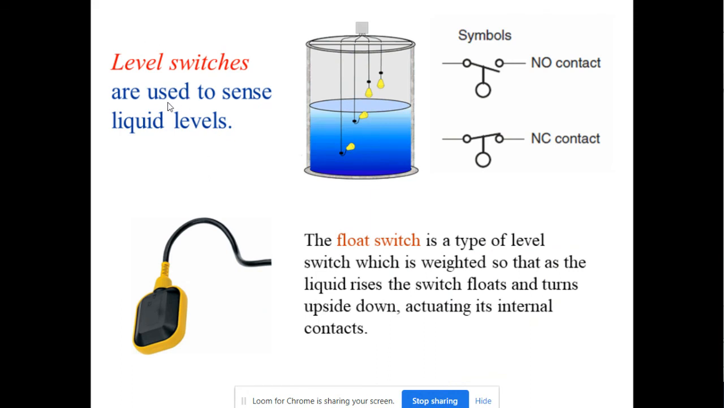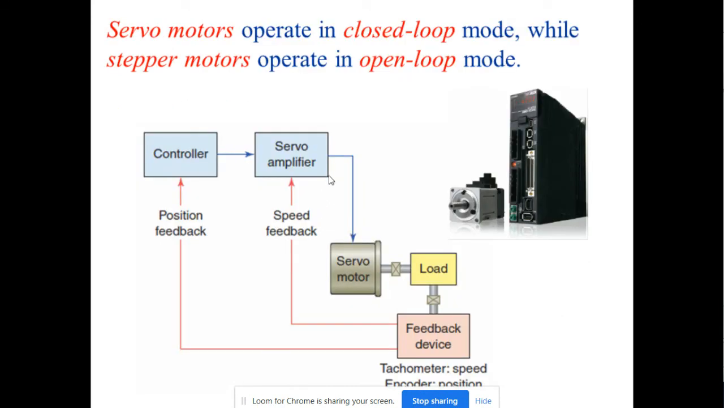Level switches, we normally use to sense the level of liquid inside a tank. This is used a lot in the process industry, where they want to identify the current level of the liquid inside the tank. So they use this float switch, which is weighted so that as the liquid rises, the switch also floats and moves up and down. It depends on the level. That is part of this chapter, so I will stop here.